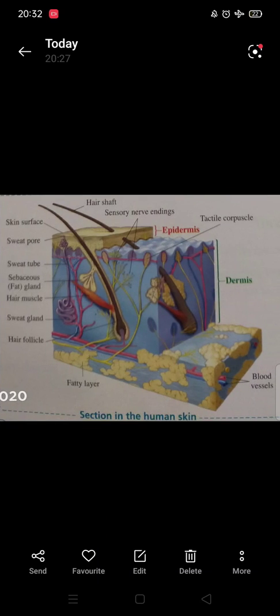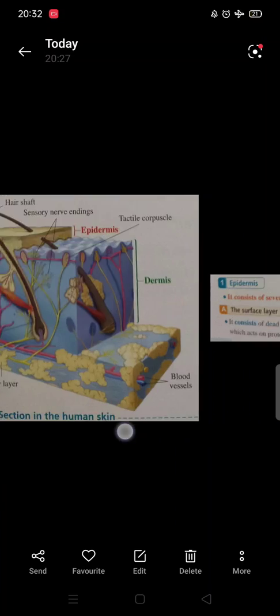First, as we see here, the outermost layer is epidermis. The epidermis consists of several layers of epithelial cells. As you can see, the surface layer contains a very important horny substance called keratin. What is the function of keratin? The keratin protects the body against microbes, okay?